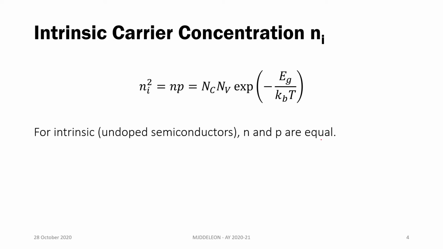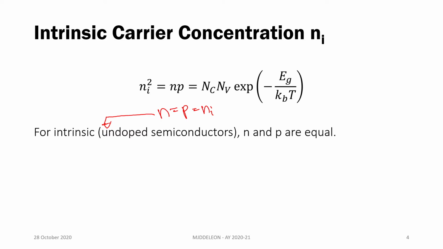non-degenerate semiconductor. A special case for the mass action law is when we're looking for the intrinsic carrier concentration ni. Intrinsic semiconductors are those that are undoped. So we expect that n and p, or the concentration of electrons and holes at the conduction band and the valence band, will then be equal. Given this, ni squared will then be equal to np, since n is equal to p is equal to ni for the intrinsic case, and ni squared will be equal to Nc Nv exponential of negative Eg over kBT.